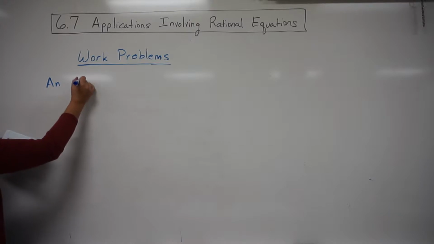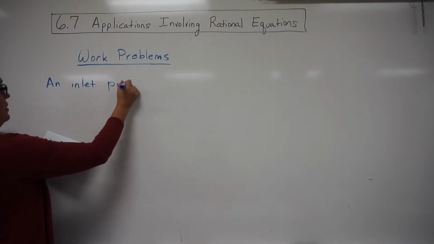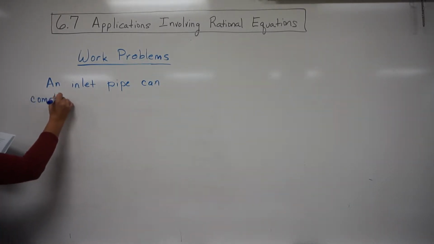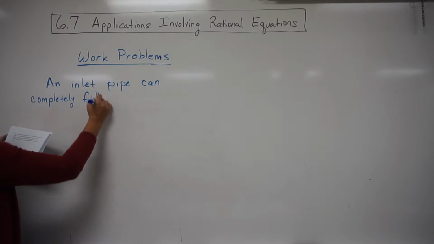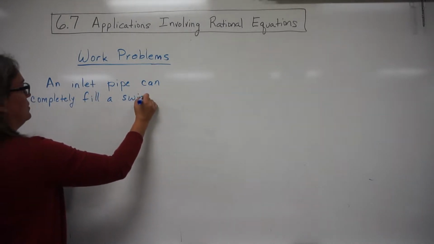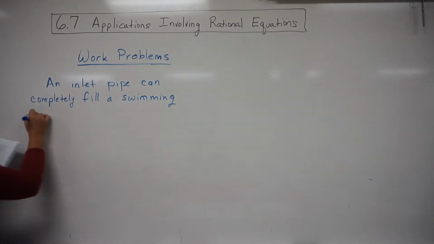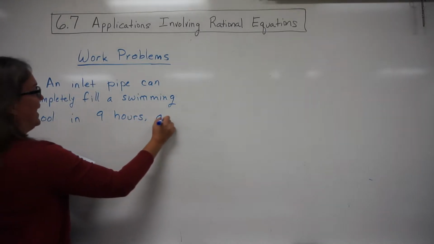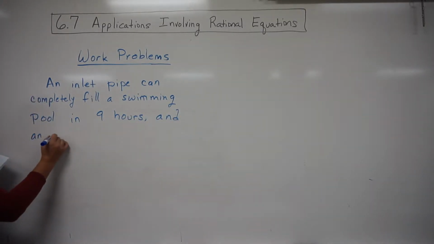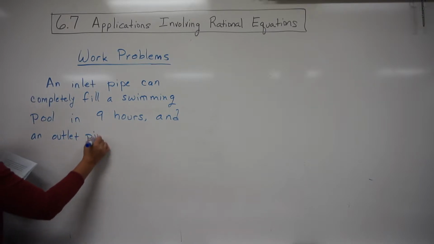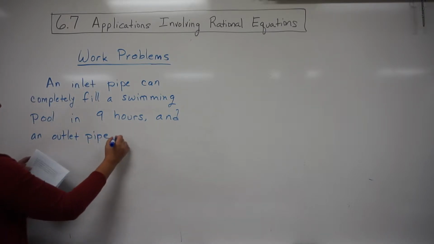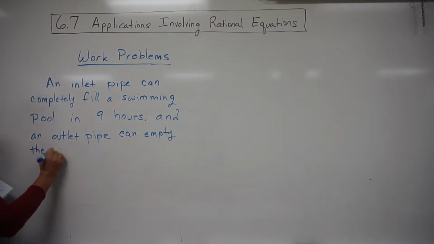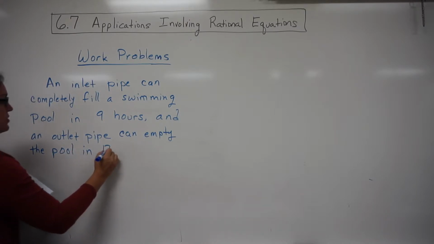So an inlet pipe can completely fill a swimming pool in 9 hours. And an outlet pipe, in other words, a drain, can empty the pool in 12 hours.